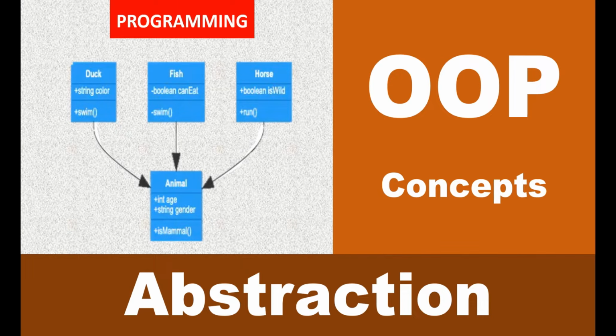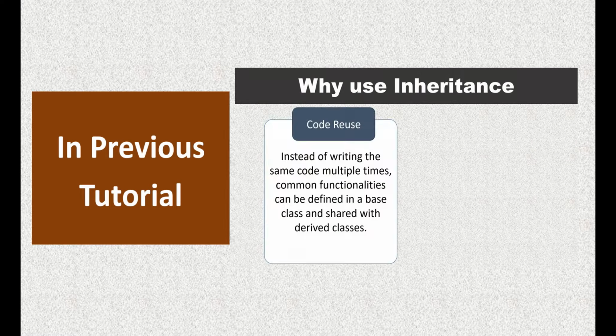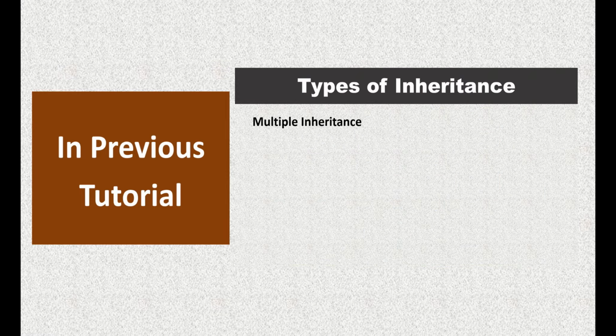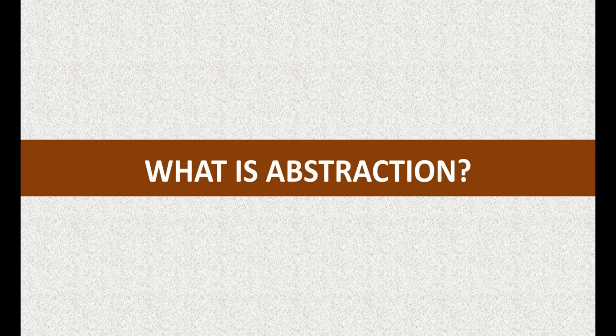Welcome back to the series of object-oriented programming. In the previous tutorial, we discussed inheritance in OOP. Now we move ahead to the next topic of our series, that is abstraction.